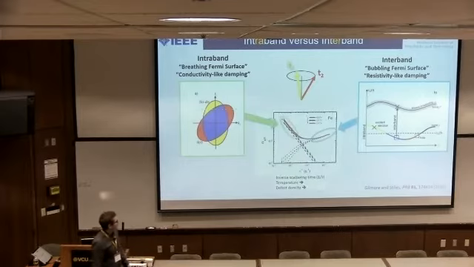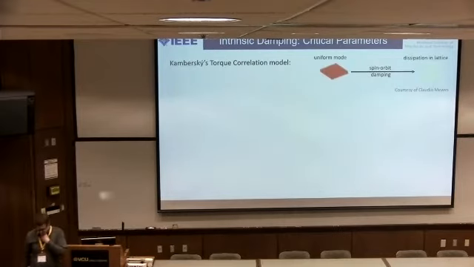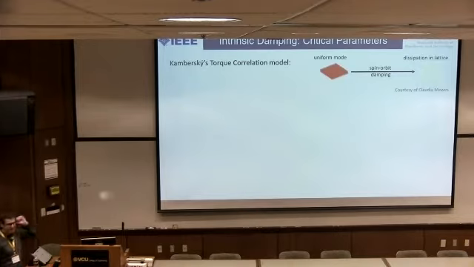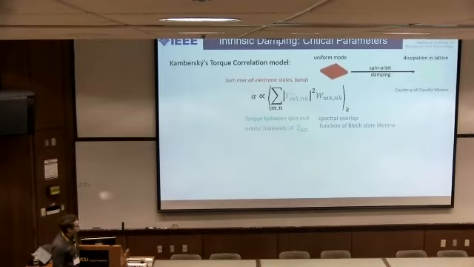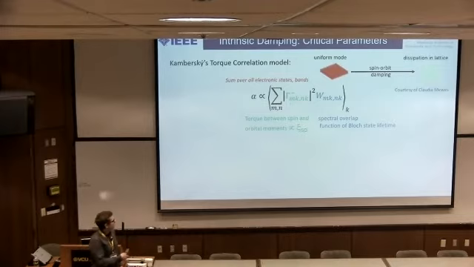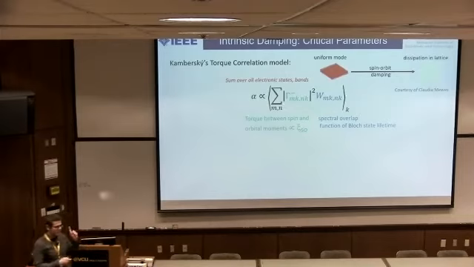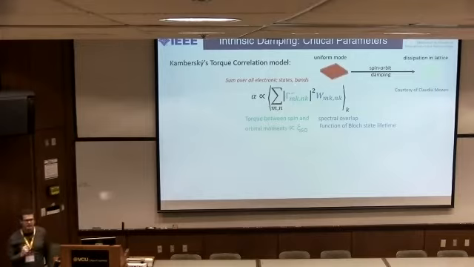And I'll skip this part here. But ultimately, we want to identify the critical parameters that control damping. It's nice that we understand those models, but we want to relate them to something quantifiable. So if we look very simply at this equation here, and don't worry, I'm not going through a bunch of equations, I just want to point out one thing. One is that this comes from this torque correlation model, and one is that it's a summation over all electronic states and bands. So it probably has something to do with the density of states.